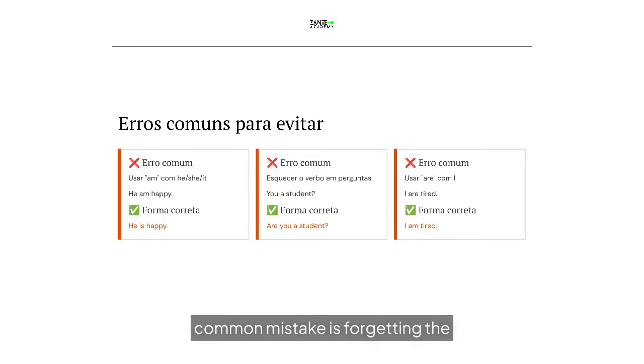Another common mistake is forgetting the verb in questions. For instance, if someone asks, you a student? That's missing the verb. The correct way to ask is, are you a student? This simple addition makes your question clear and correct. Additionally, some learners mistakenly use are with I. For example, saying, I are tired is incorrect. The right structure is I am tired. Remember, am goes with I. And this is a key point to keep in mind.